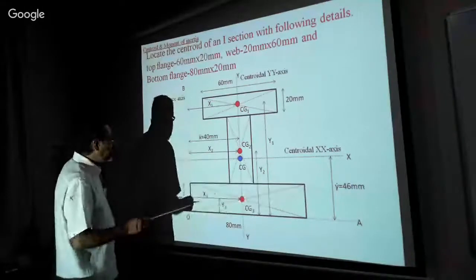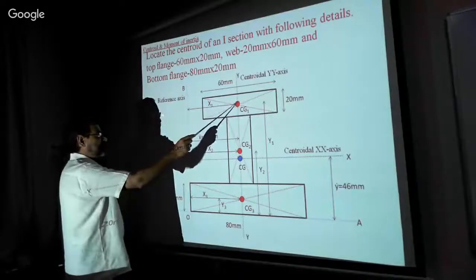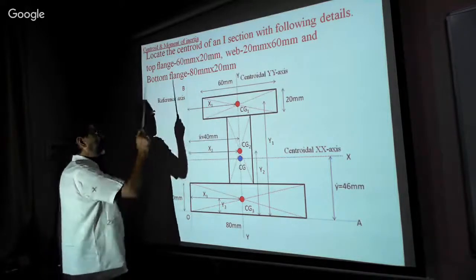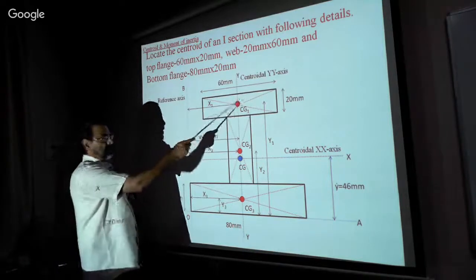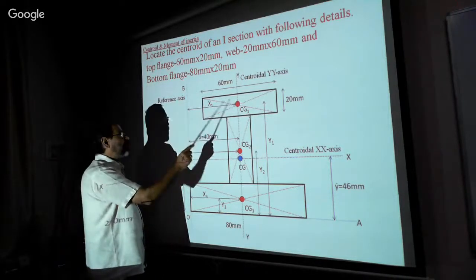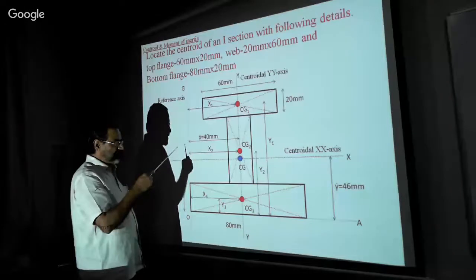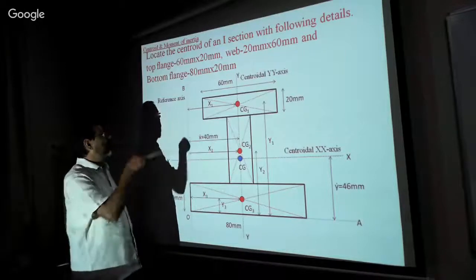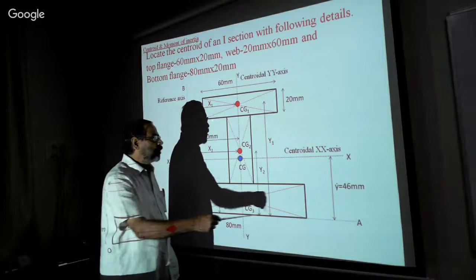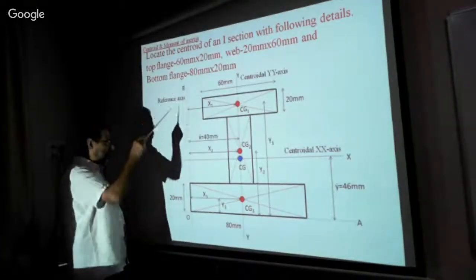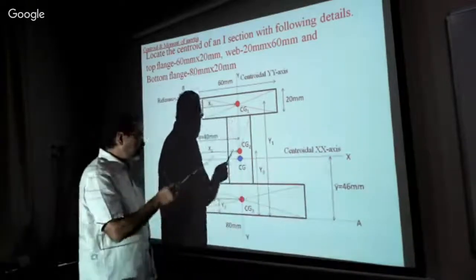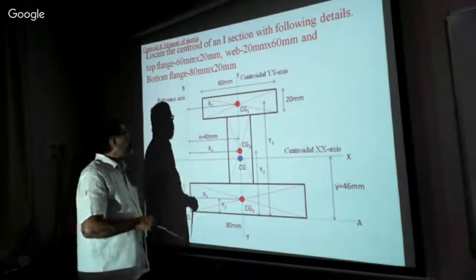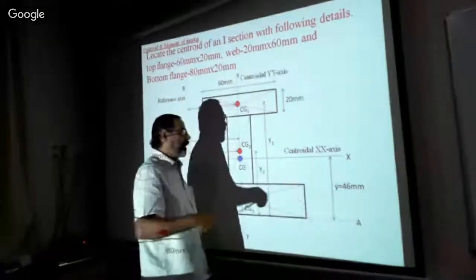OA is one reference, OB is another reference. Now we are discussing the centroid of all three figures 1, 2, 3, and the I section with respect to OA and OB. The centroid of figure 1 is located at a distance x1 from OB and y1 from OA. For figure 2, it is located at x2 from OB and y2 from OA. Similarly, for figure 3, x3 from OB and y3 from OA. The centroid of the entire I section is located at a distance x bar from OB and y bar from OA.